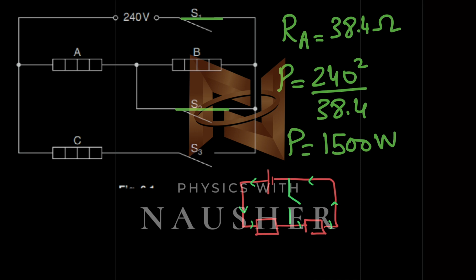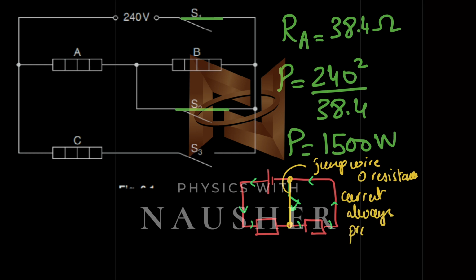But what will happen if the switch is closed? Guys, if the switch is closed, this will become a jump wire. A jump wire has 0 resistance. And remember this thing that I'm going to tell you now, that current always prefers a jump wire over a resistance. So current will always prefer a jump wire because current will always prefer a 0 resistance path. This does not apply to any other case.